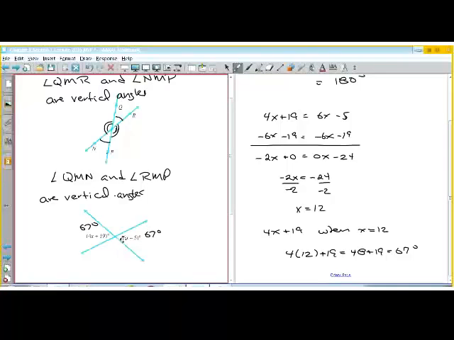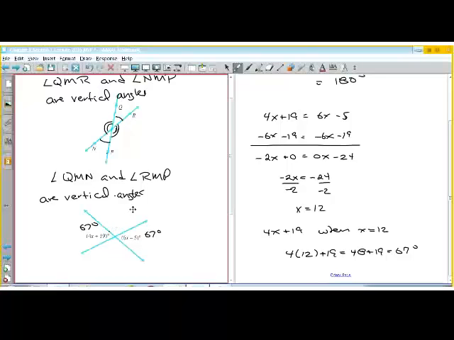So this angle is 67 degrees, and this angle is 67 degrees. If you plug x equals 12 into the other equation, you get 6 times 12, which is 72, minus 5, which is 67 degrees. So it doesn't matter which equation you use. The key thing is that these two angles are equal to each other.